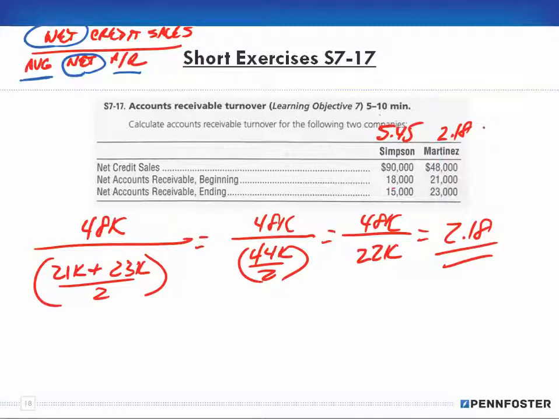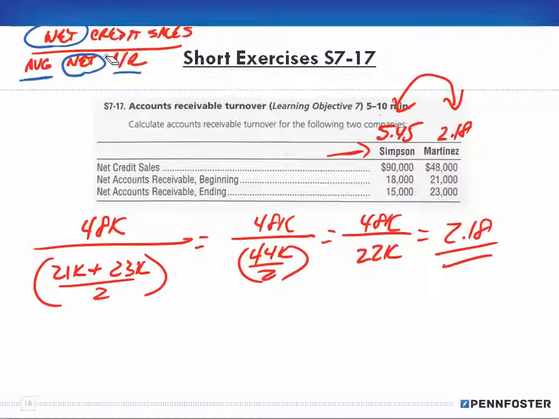And again, that number as a standalone number doesn't mean anything, but if you're comparing one with the other, then obviously Simpson is doing better because they're collecting their accounts receivable a lot faster, twice as much as compared to Martinez. So Martinez is probably taking on too many customers that are giving them bad debt. They're probably not doing credit checks on the companies. They're just extending the credit, and they're getting whacked because their accounts receivable sit there and sit there instead of actually collecting on it.